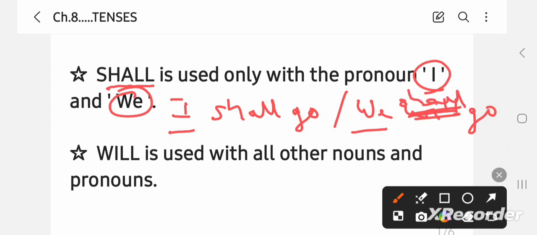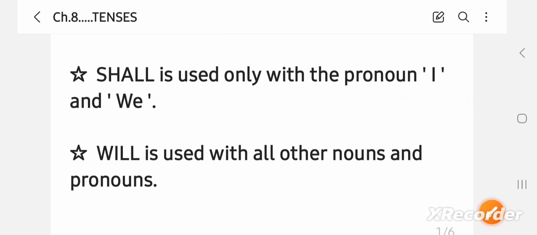So with I and we use the verb shall, and the verb will is used with all other nouns or pronouns. For example, he will, she will, they will, it will. Hope this is clear.